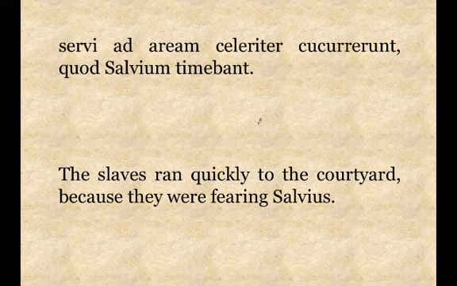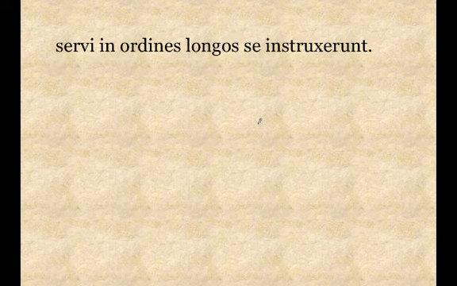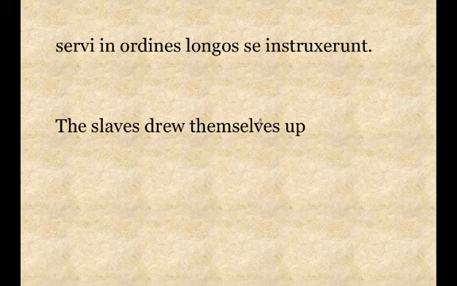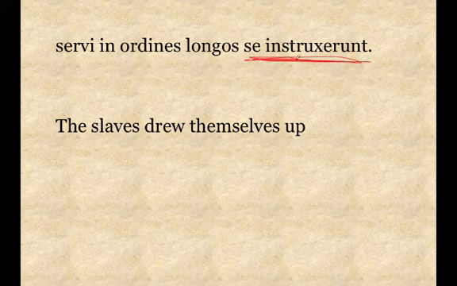Servi in ordines longos se instruxerunt. The slaves drew themselves up. Now, this verb means to draw, in the sense of to draw yourselves up into a line. And you could even translate this whole idiom as got in rows, or lined themselves up. Okay? This word se can mean himself, herself, or themselves, depending on the context. They drew themselves up into long rows.